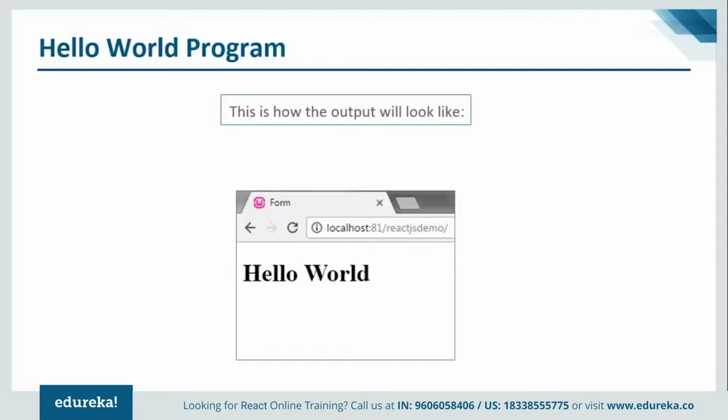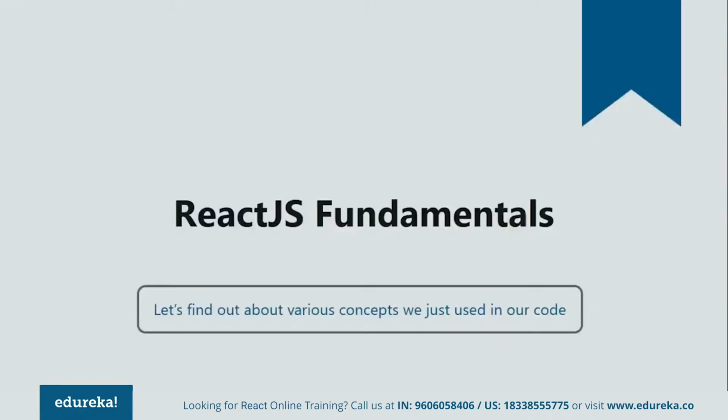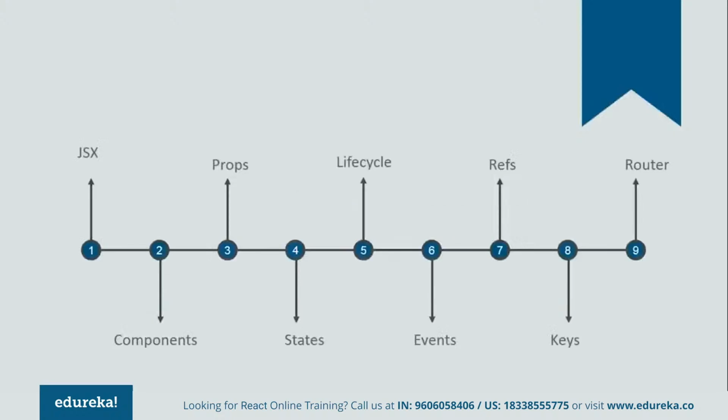Since we are done with our first program, let's now find out the various fundamental concepts working behind it. Here, first we'll understand what a JSX file is and how it is used. Then we'll learn about the component and its different forms. After this, we'll find out what props are, followed by states. Then we'll have a quick look at the different phases of the component lifecycle. Next, we'll learn about React events and how they are triggered. After this, we'll see what references and keys are and understand their importance in React. Finally, we'll understand what React Router is and then we'll proceed to our demo.